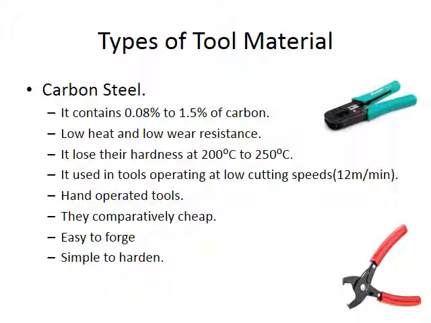It is used in tools operating at low cutting speed, which means around 12 meters per minute, and in hand operated tools. An example is a cutting plier. They are comparatively cheap, easy to forge, and simple to harden. So this is about carbon steel.